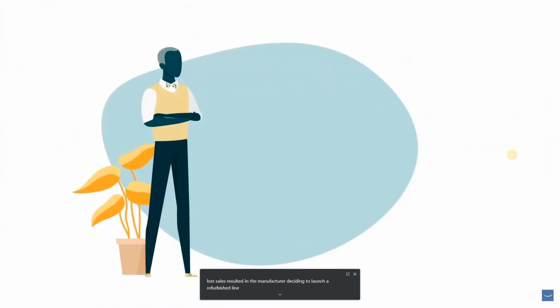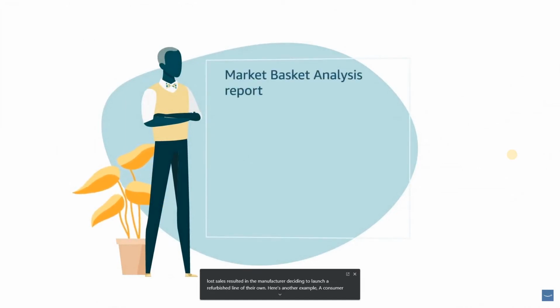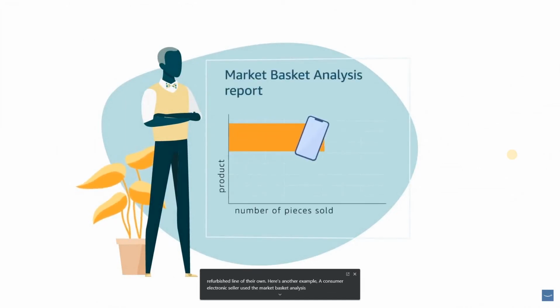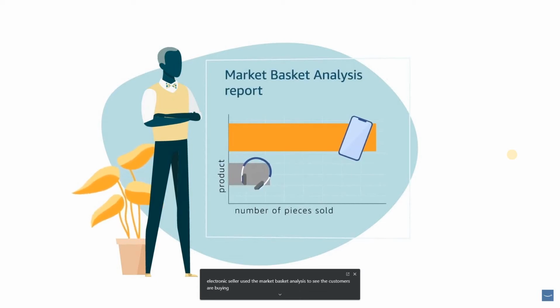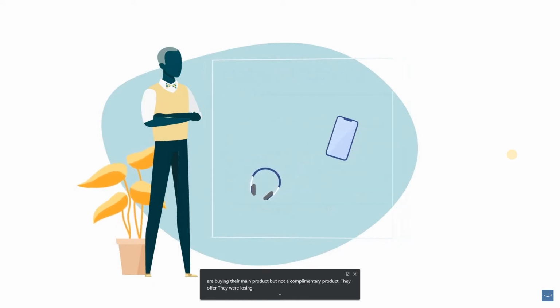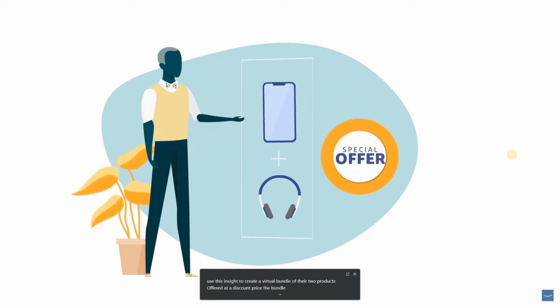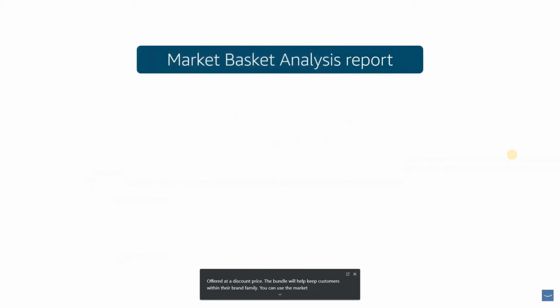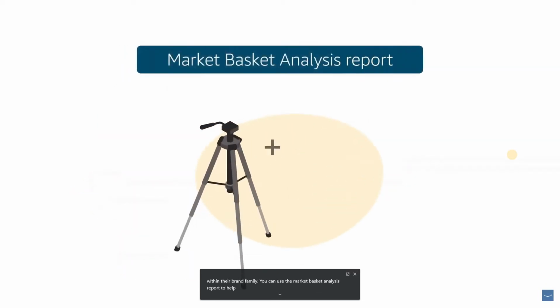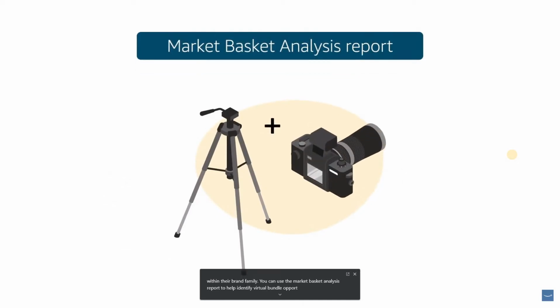own. Here's another example. A consumer electronics seller used the market basket analysis to see that customers are buying their main product, but not a complementary product they offer. They were losing the sale of this accessory to another brand. The seller used this insight to create a virtual bundle of their two products. Offered at a discount price, the bundle will help keep customers within their brand family. You can use the Market Basket Analysis Report to help identify virtual bundle opportunities for your brand.